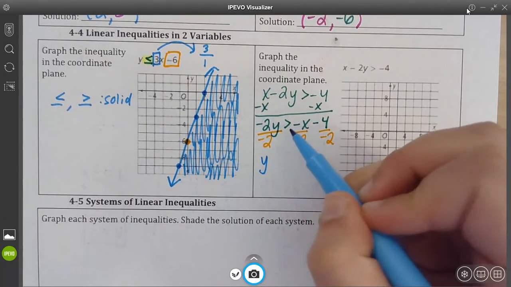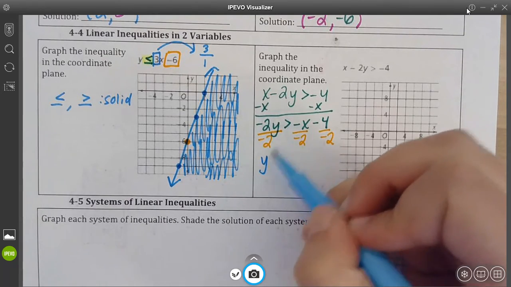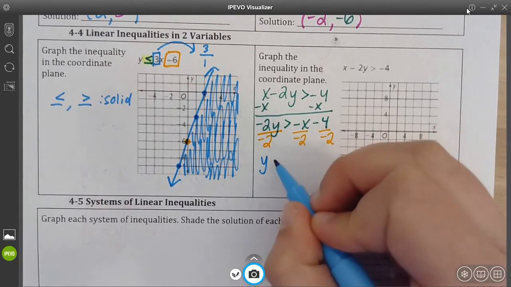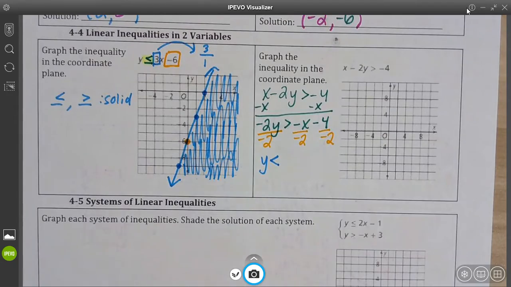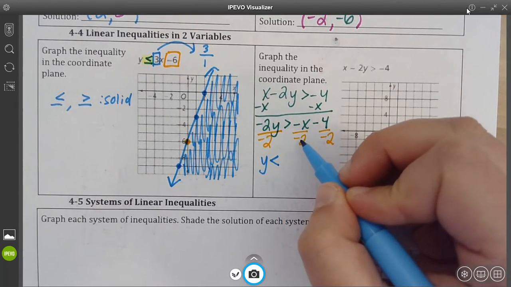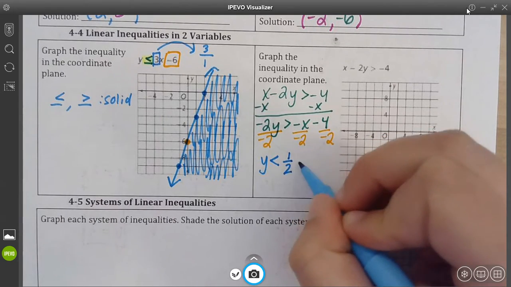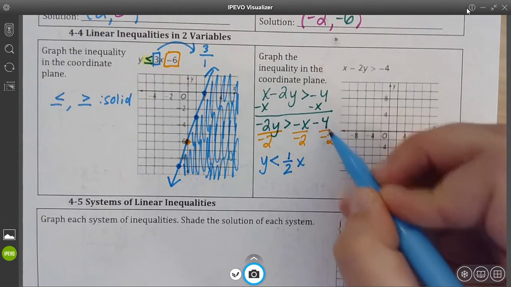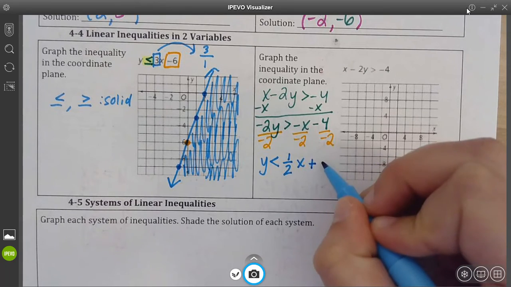Now there's one thing we have to remember with our inequalities. When we divide by a negative, our inequality sign switches. So we have y is less than. A negative divided by a negative is going to turn into a positive. So that's 1/2 x. And a negative divided by a negative is going to turn into a positive 2.